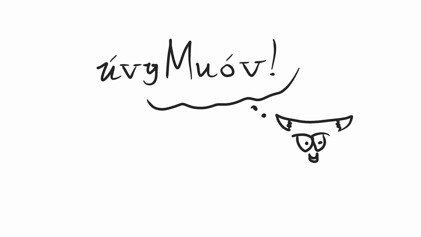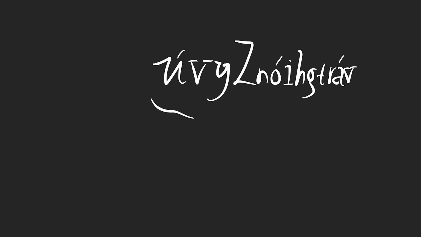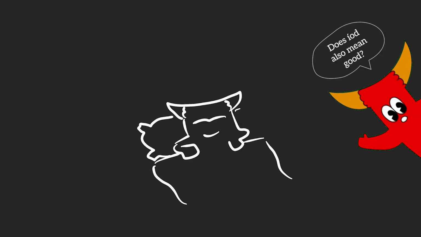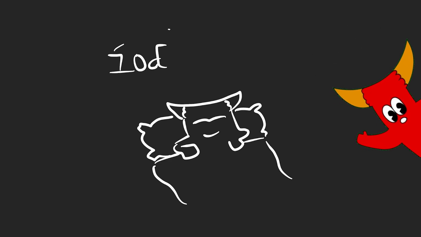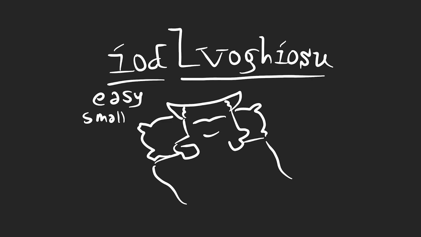So, the next word is uimov. It means good afternoon. Mov means afternoon. Ui means good. Uiznoik trab. Good evening. For wishing someone a good night's sleep, the phrase Aidwo haesu is used. Aid means good. No, this means easy night in literal translation. It consists of the prefix ayod, meaning easy, and this part is the word root.